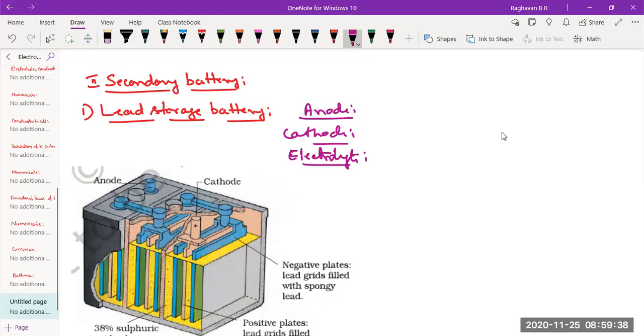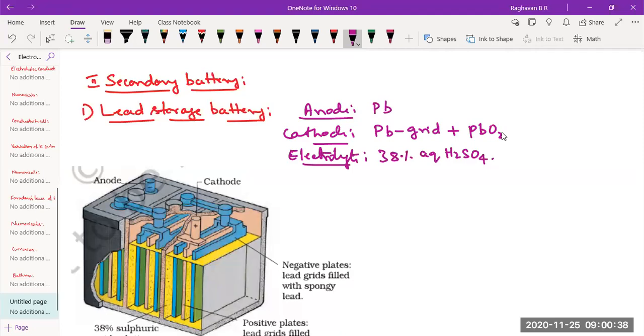Here, anode is lead. Cathode is also lead. But the only difference between anode and cathode is anode is lead rods and cathode is lead grid, we say. Grid means a combination of many rods or plates together. So lead grid also has some quantity of lead dioxide, PbO2. That's the cathode. So lead is anode and lead grid with PbO2 is cathode. Electrolyte is 38% aqueous H2SO4. We also call them acid batteries because these batteries contain acid in them. So these are the anode, cathode, and electrolyte.